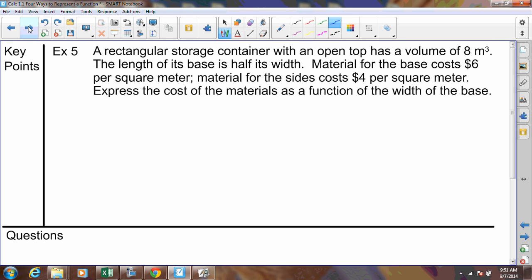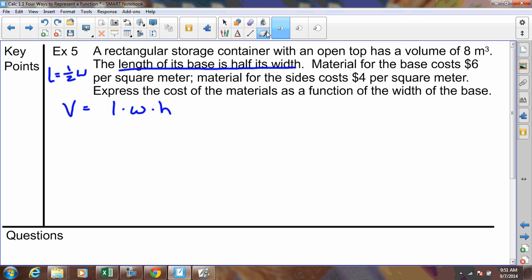First of all, it's a rectangular storage container, which tells us this is a rectangular prism. The volume for a rectangular prism is length times width times height. The second component says the length of the base is half the width. So this piece is telling us length is half width. So we can replace this lowercase l in the volume formula. This becomes half of width.